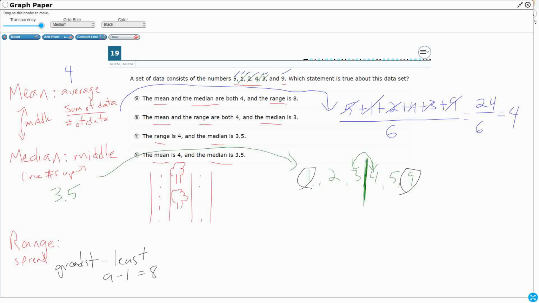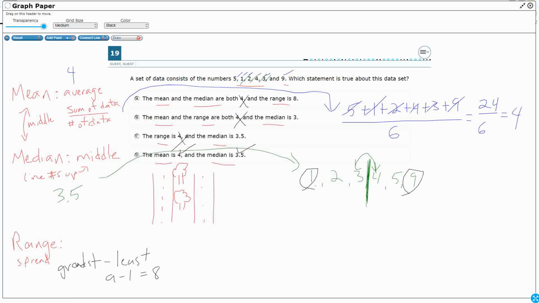Okay. So let's see. The mean and the median are both 4. Nope, because the median is 3.5. The mean and the range are both 4. Nope. The range is 8. The range is 4. Nope. The range is 8. The mean is 4. Yes. The median is 3.5. Yes. My answer is D.